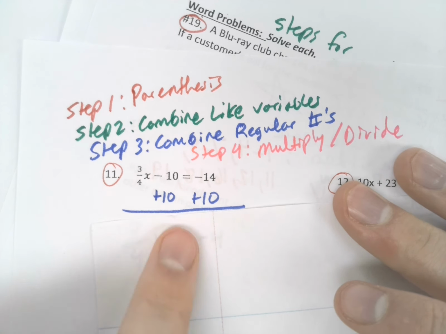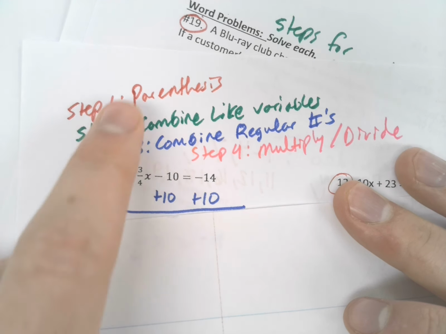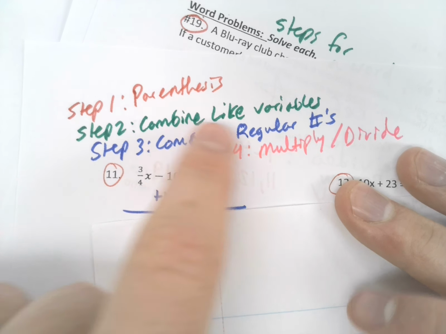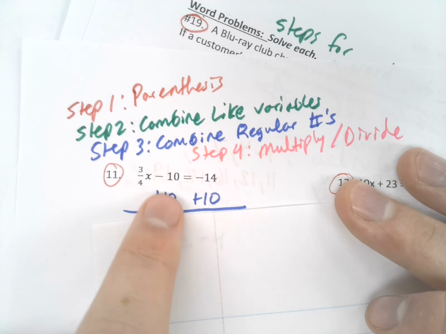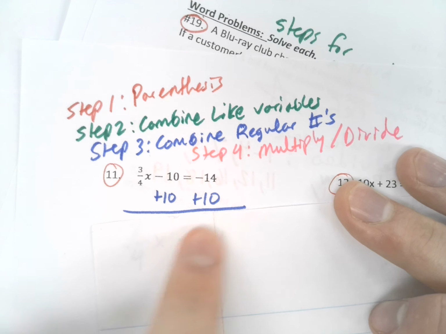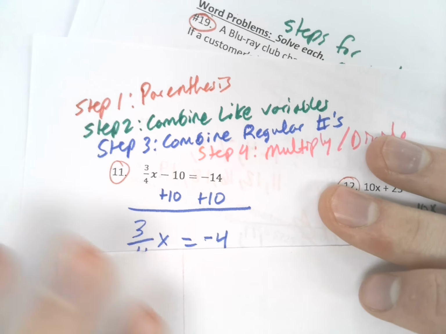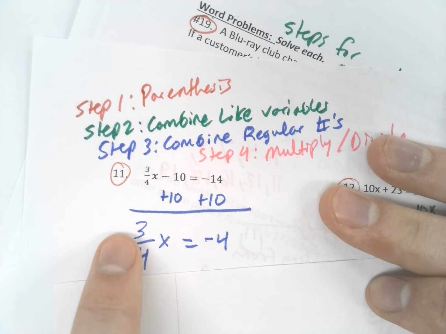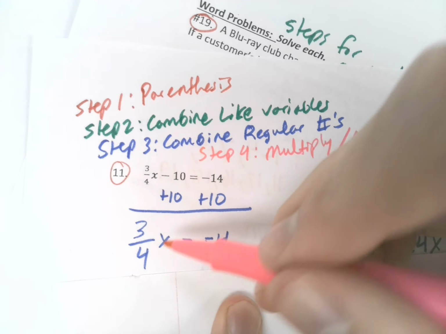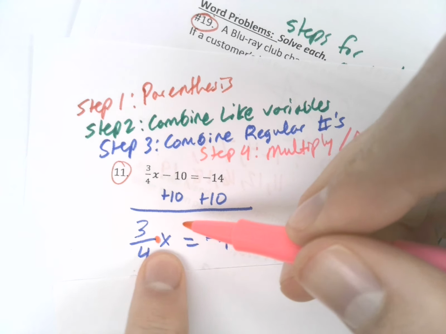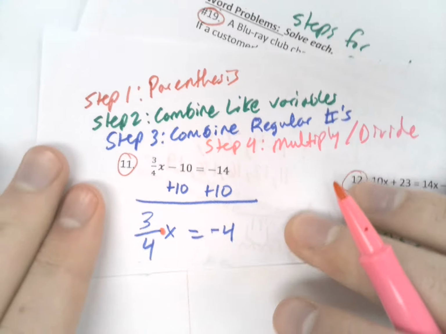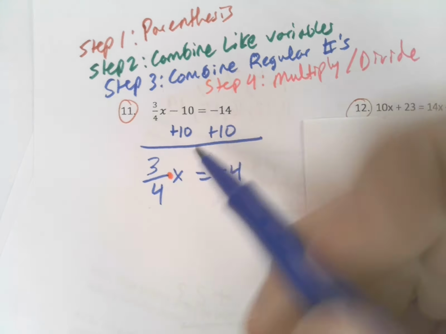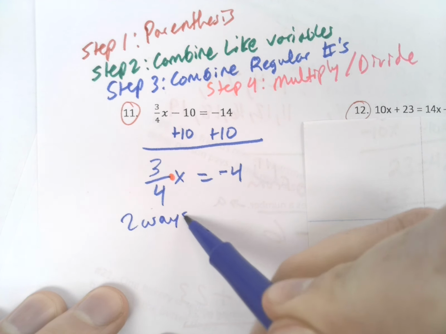And so first, I said we want to add 10 because there's no parentheses. We only have one variable. And so we're ready to combine the regular numbers. So we add 10 over. Negative 14 plus 10 is negative 4. Now what we're left with is 3 over 4. And this is being multiplied to x right now. Well, how can we solve this? We got two options, guys. Two ways to solve.